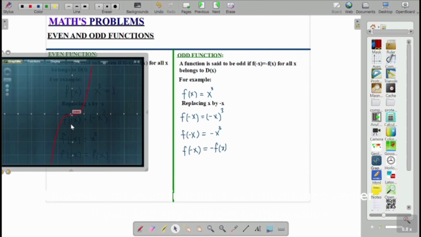However, for even functions, as I mentioned earlier, if you add any number to the y value, it remains even. But this is not the case for odd functions. For instance, if you add minus 1 or 1 to an odd function such as x cubed, giving x cubed plus 1, the graph of x cubed plus 1 would be different from the graph of x cubed.